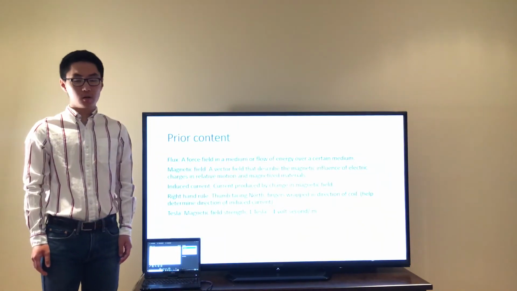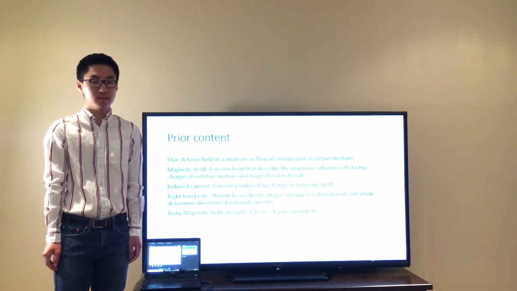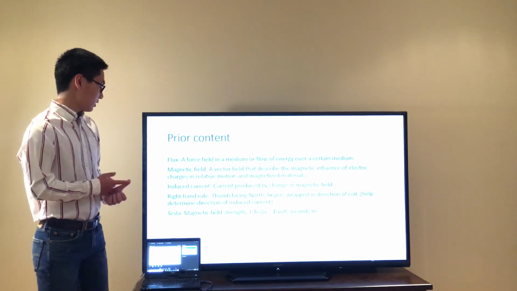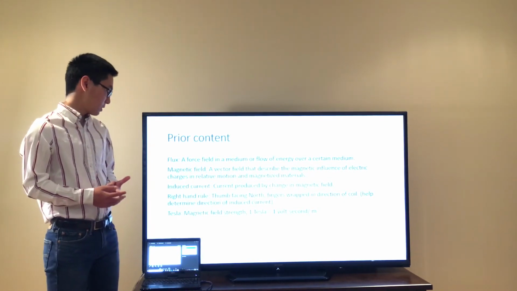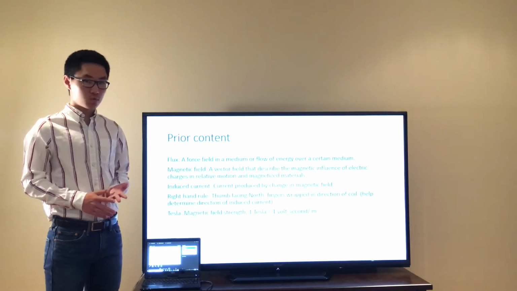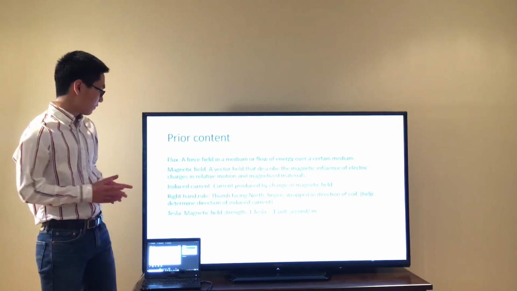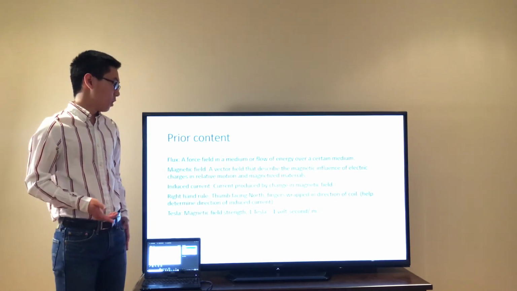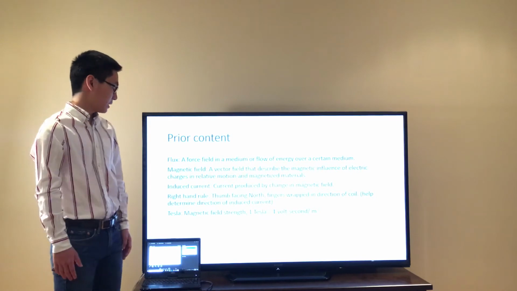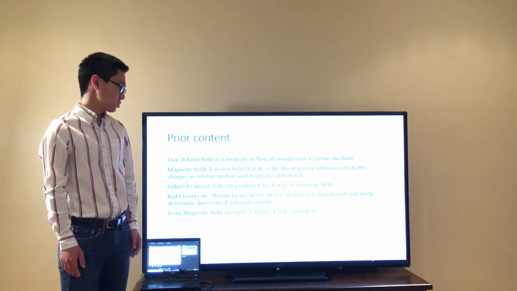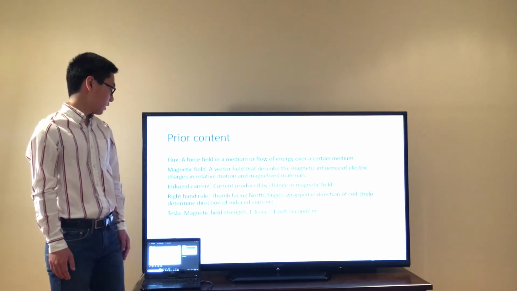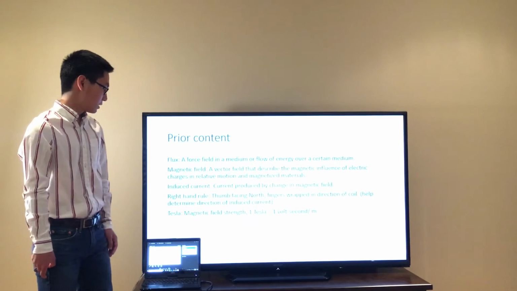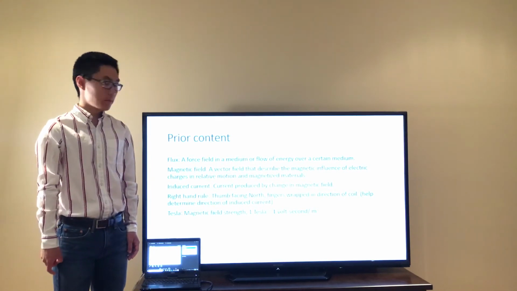Now here's some prior content that I required in order to fully understand Lenz's law, since it is a fairly complex term. Firstly, flux, and after that will be magnetic field, induced current, the right-hand rule, and the SI unit Tesla. So a flux is defined as a force field in a medium or flow of energy over a certain medium, and a magnetic field is a vector field that describes the magnetic influence of an electric charge in relative motion and in magnetized materials, and induced current is current produced by a changing magnetic field.